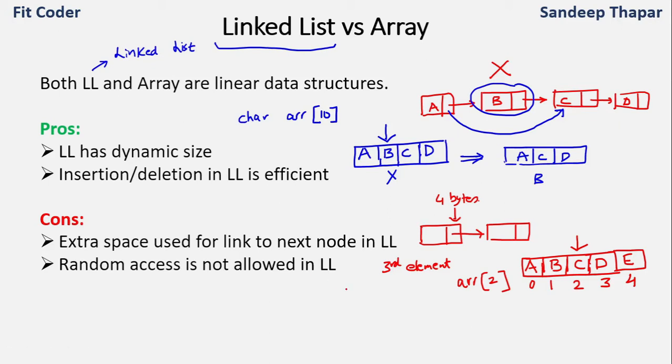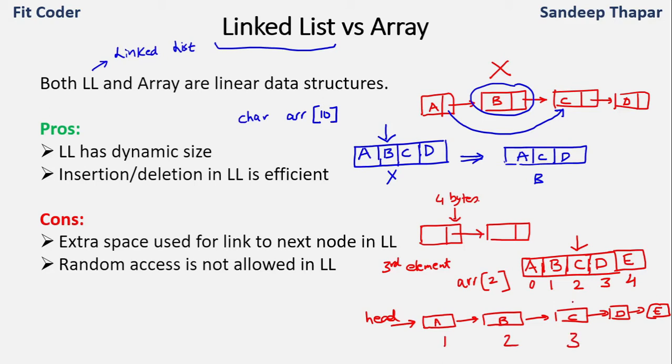But in case of linked list, we only have a pointer to the head of the linked list. So this will be something like this. If we now want to access the third element, we have to start from head. We'll check this is the first element, this is the second element, this is the third element. So we cannot access any element of the linked list randomly.